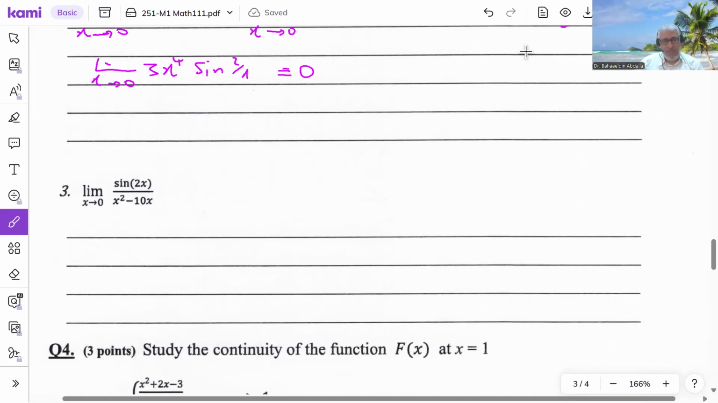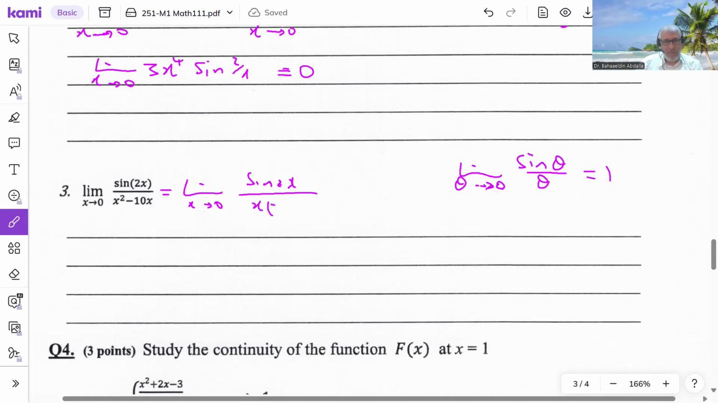Here, if I replace x by 0, I'll have 0 over 0. I know a rule that says the limit of sine theta over theta when theta approaches 0 is 1. So I have here sine 2x. I need 2x below. So I notice that x squared minus 10x can be factored. I can take x outside, so I'll have x times (x minus 10).